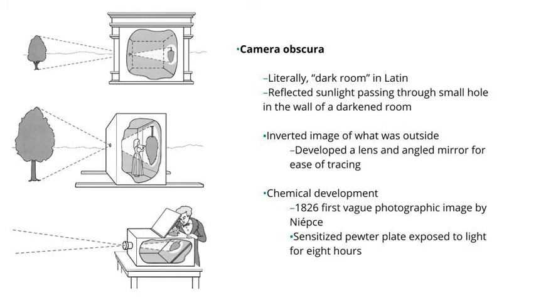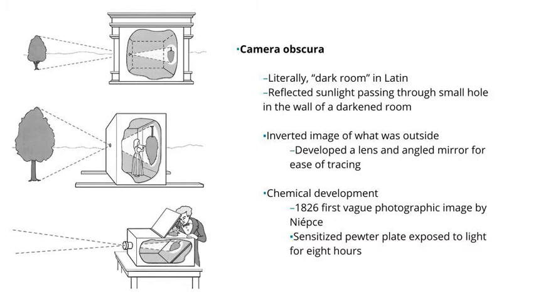Some people developed a lens and angled mirror for tracing to make it easier, which you can see in this bottom image. But yeah, it basically just starts with a pinhole reflecting light and people tracing it and then flipping it upside down, and voila. Then people found ways to make chemical developments for photographs.